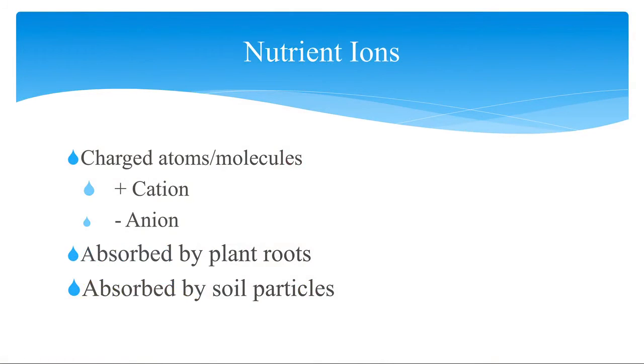Okay, so one of the other things to know about these nutrients is the plants use them in their ionic forms. They're either positively or negatively charged. When they get broken down in organic matter, you open up a bag of fertilizer and water it in, whatever, it's these ionic forms of cations, which are positively charged, and anions, which are negatively charged. That is what is absorbed by the plant root.